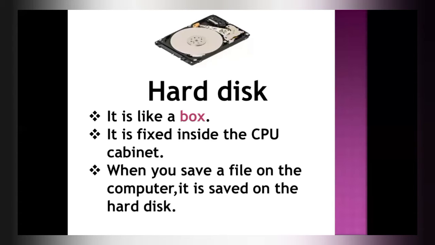Next storage device is hard disk. What is this? This is the hard disk. It looks like a box. It is fixed inside the CPU cabinet, and when you save any file on the computer, it is saved on the hard disk. Hard disk is also a storage device.